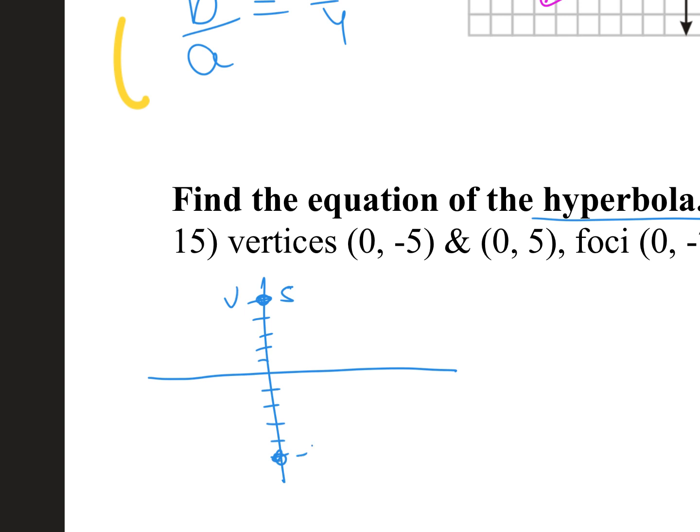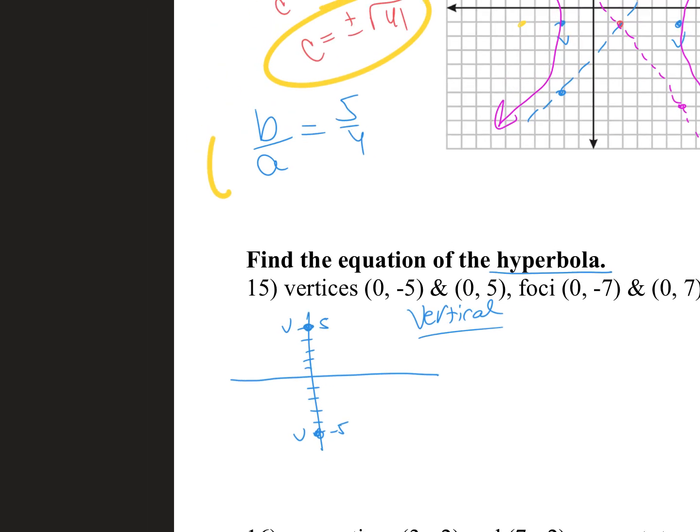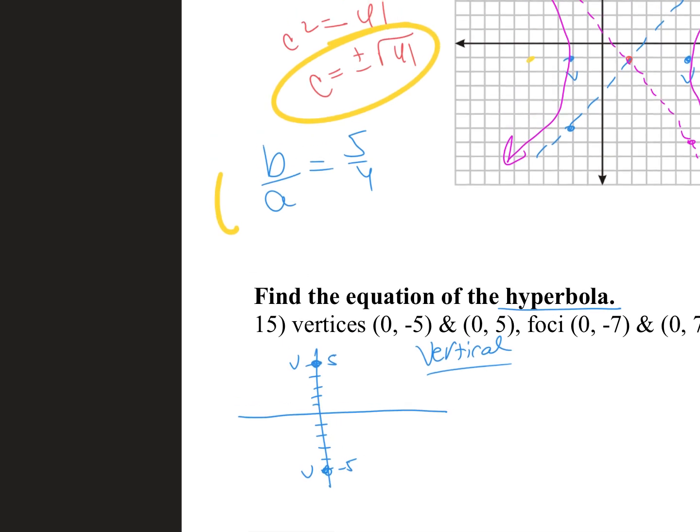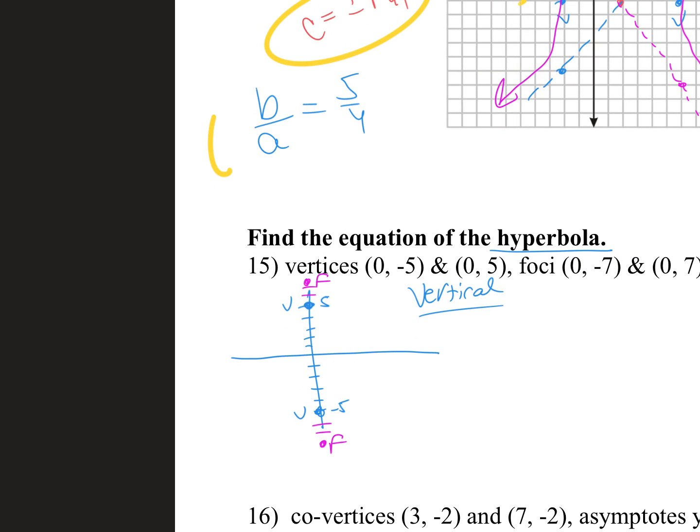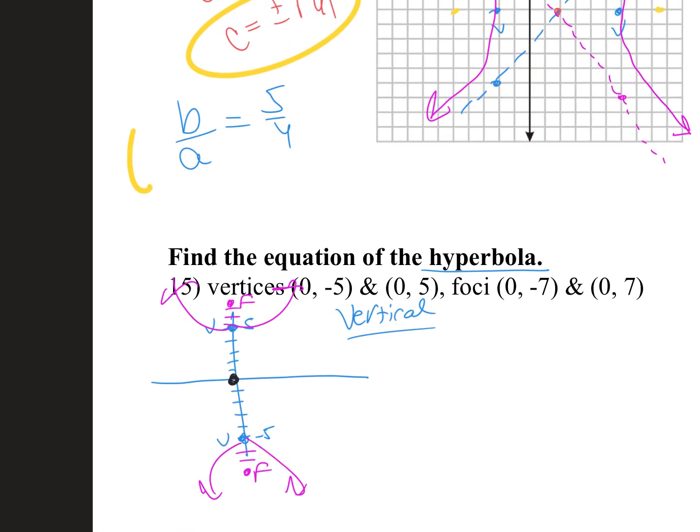So I know right away what kind of a hyperbola this is. This is a vertical. How do I know it's vertical? Because my vertices are on the y-axis. My foci are at positive and negative 7 on the y-axis. So I have a focus here and one here, which goes right along with what we're saying, that it's a vertical. We open towards the foci. When they tell us our vertices, I know that my center is at 0, 0 because your center has to be equidistant from the vertices. So if I'm going up 5 and down 5, I know that my vertices are going to be equidistant from 0, 0.